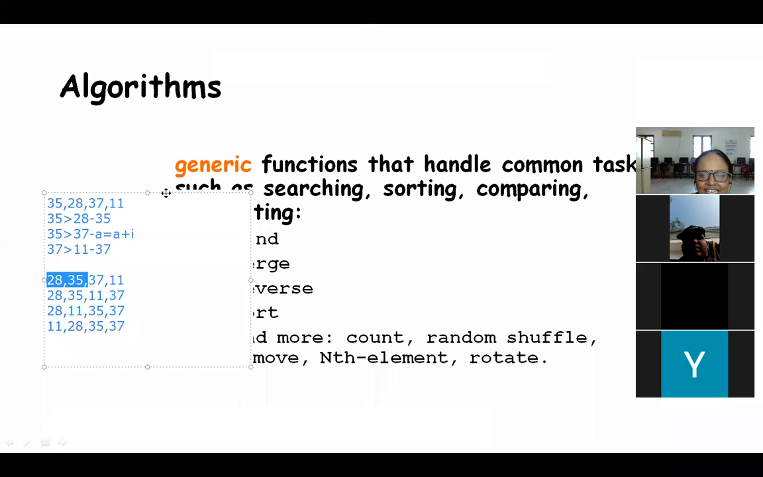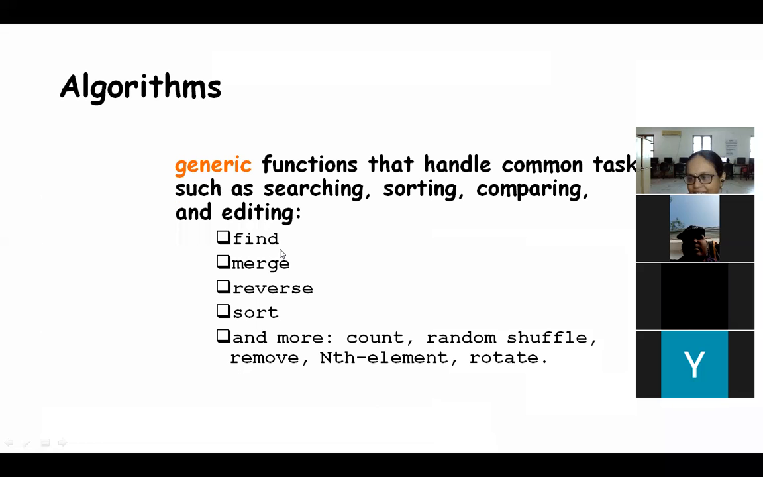But when you see the generic function, have you understood what is the point I told you? The generic function is available automatically. The sorting will become very easy for me. Is that clear? Now, here they were saying that find, merge, reverse, all options are available here. Find, merge, reverse, sort, count, random shuffle, remove, nth element, rotate, all options will be available.